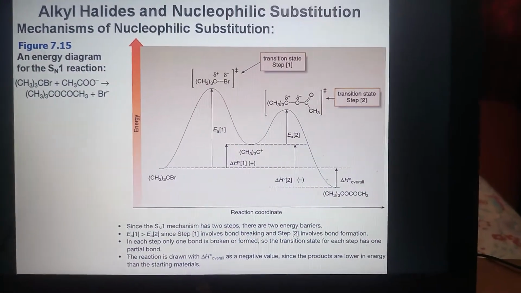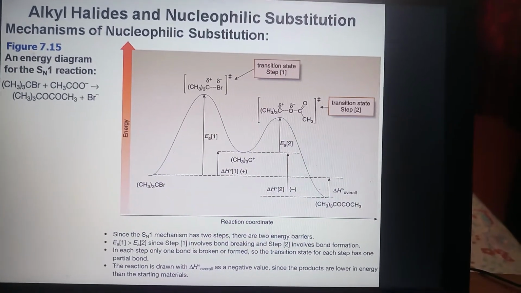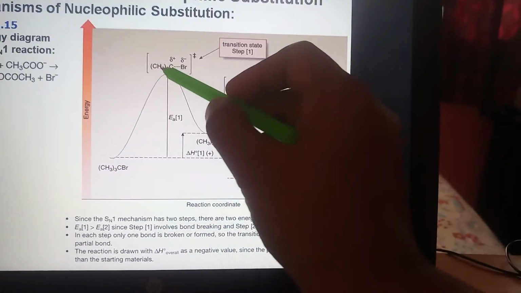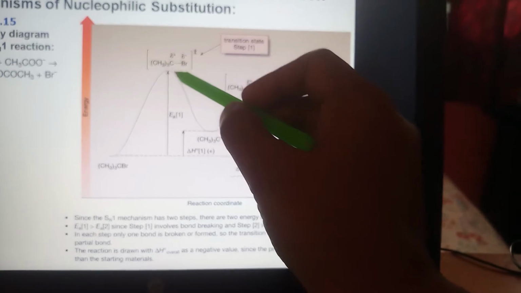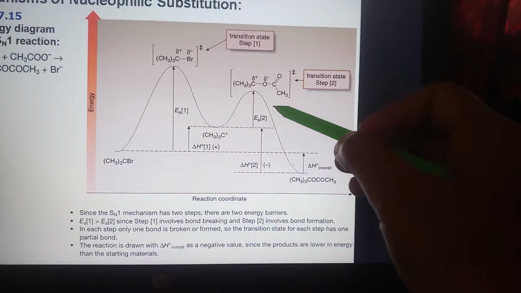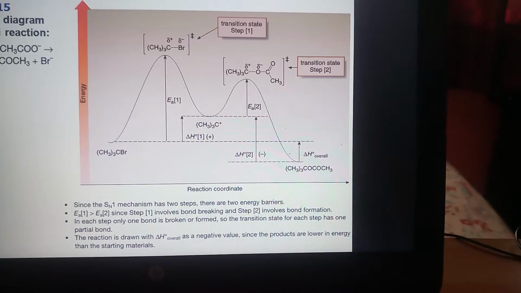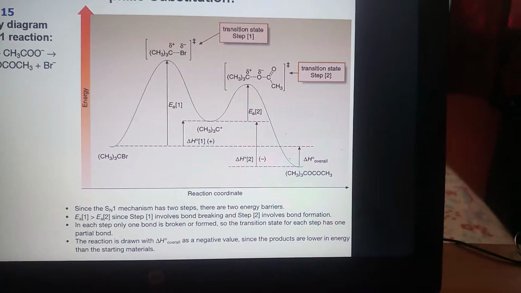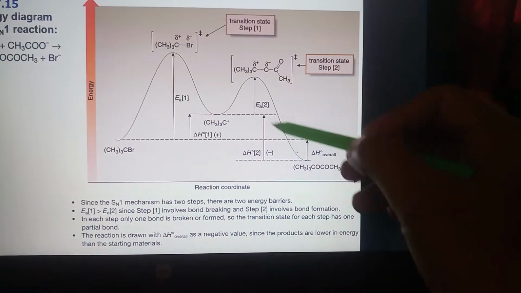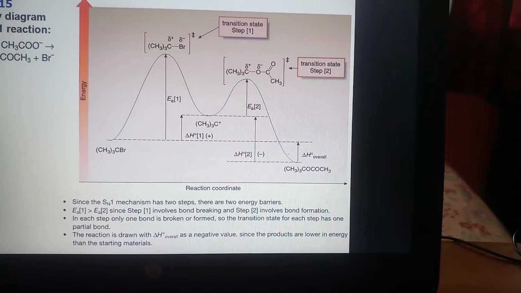Now the energy profile diagram of an SN1 reaction. It is a 2-step procedure. So this is step 1, the transition state, forming the intermediate carbocation, which then undergoes another transition state to the final product. You can see the SN1 mechanism has 2 steps, so there are 2 energy barriers. Activation energy EA1 is greater than EA2 since step 1 involves bond breaking and step 2 involves bond formation.